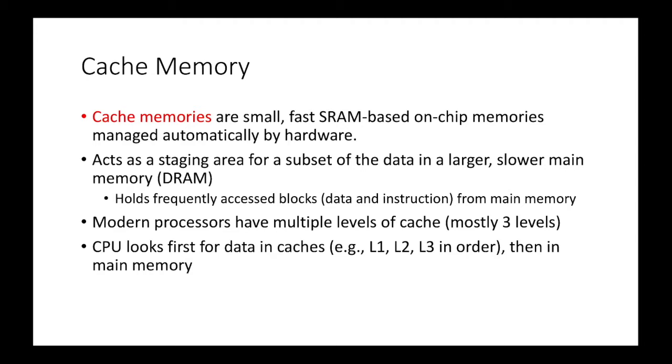Modern processors have multiple levels of cache, mostly 3 levels: L1, L2, L3. The CPU first looks for data in caches, then in main memory. That is, L1 first, L2 next, L3 next, and then main memory.